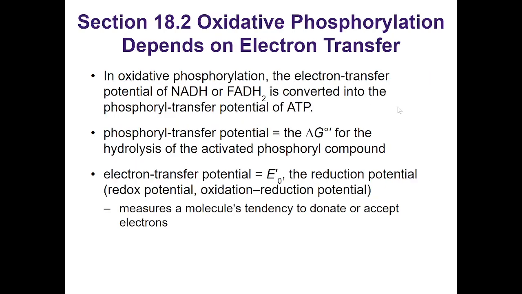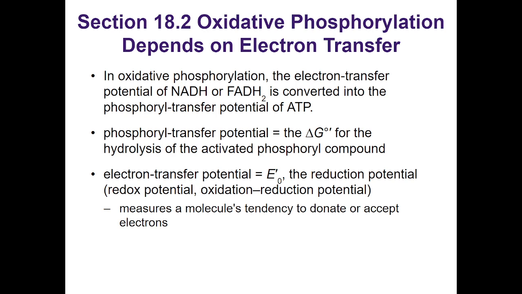So oxidative phosphorylation is going to be the electron transfer potential of NADH or FADH2 converted into the phosphoryl transfer potential of ATP. You can think of this as an energy transformation pathway, much like a generator taking the steam's kinetic energy and transferring it to electrical energy, electrons, or electricity, as most people like to say.